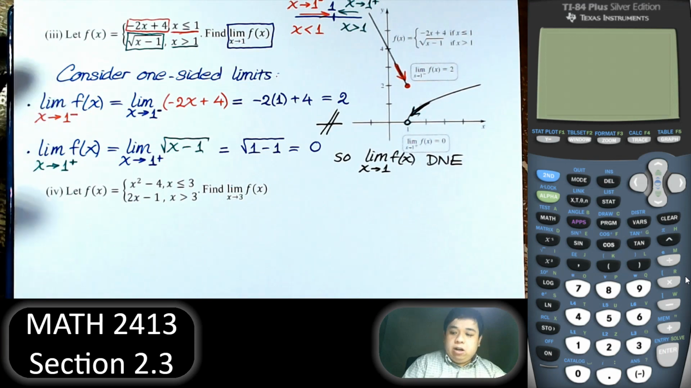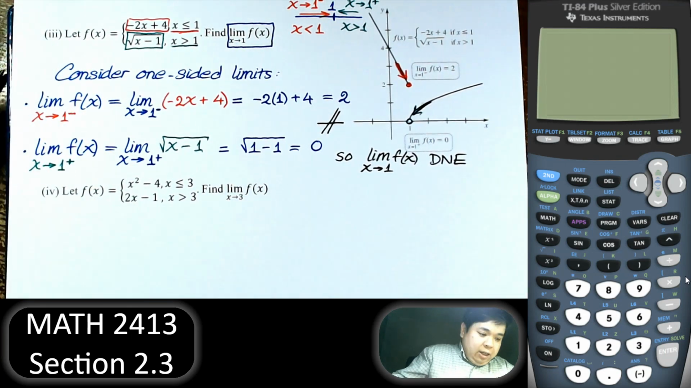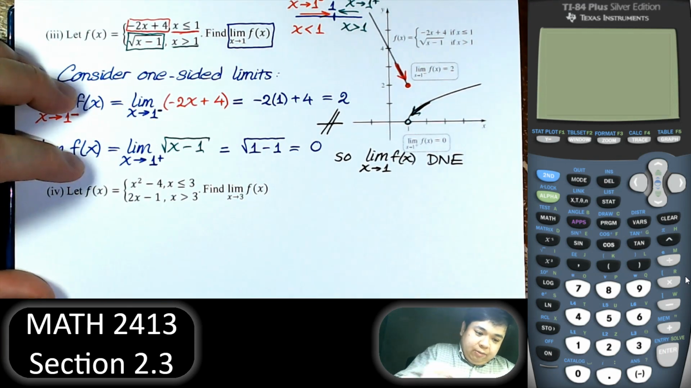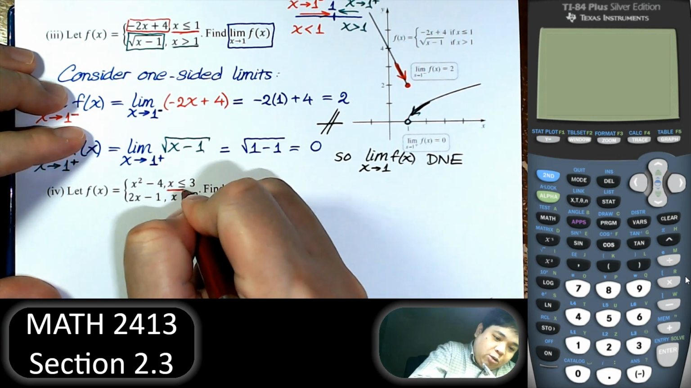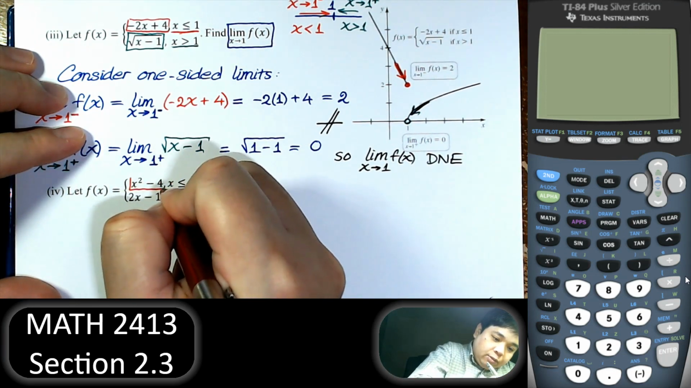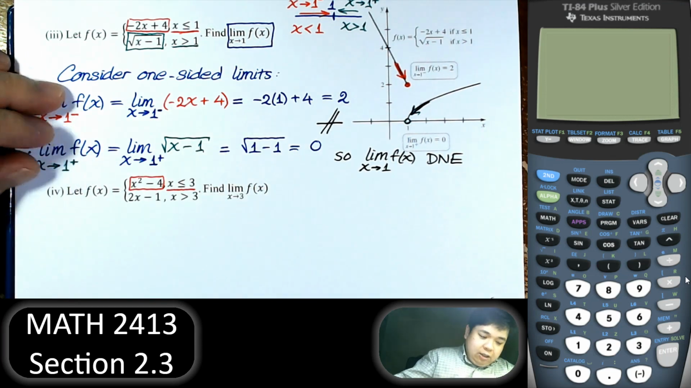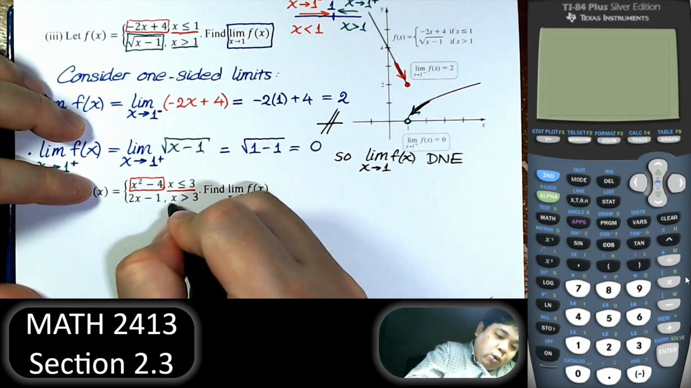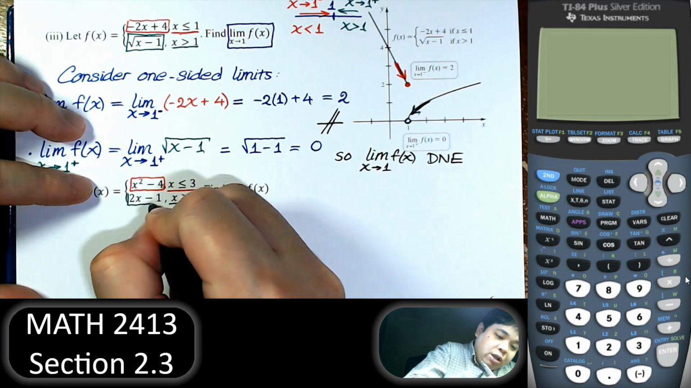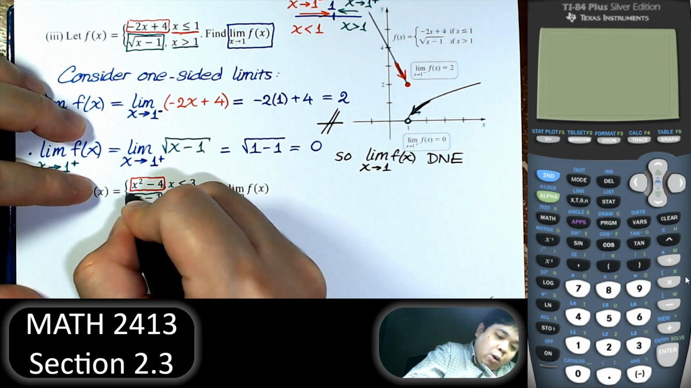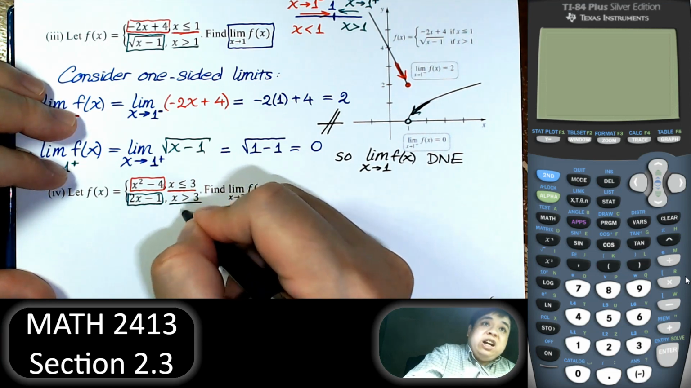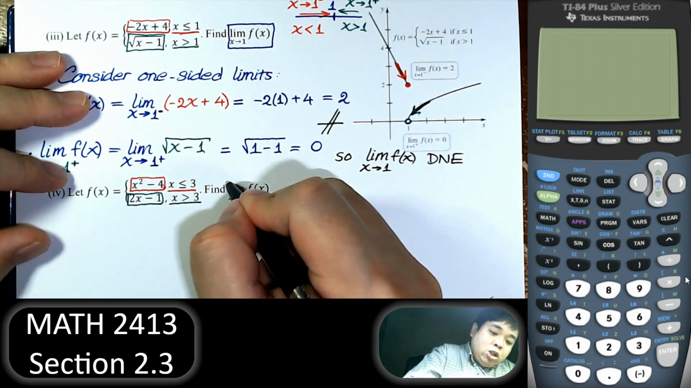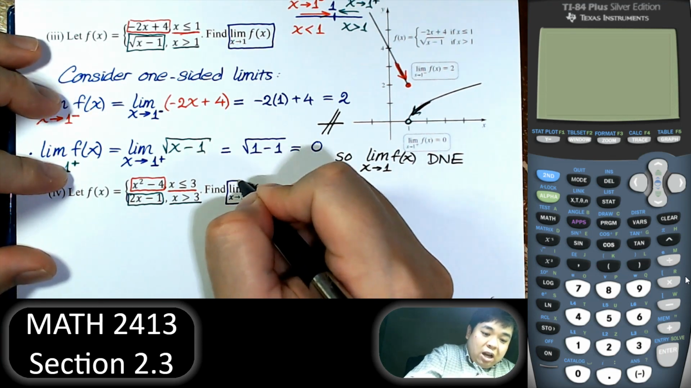Right, let's look at another example. So here we have: when x is less than 3, we use that function, and when it's greater than 3, we use this function. Once again, in this problem, we're trying to find the limit at 3, which is the gap of the piecewise function. So we have to consider one-sided limits.